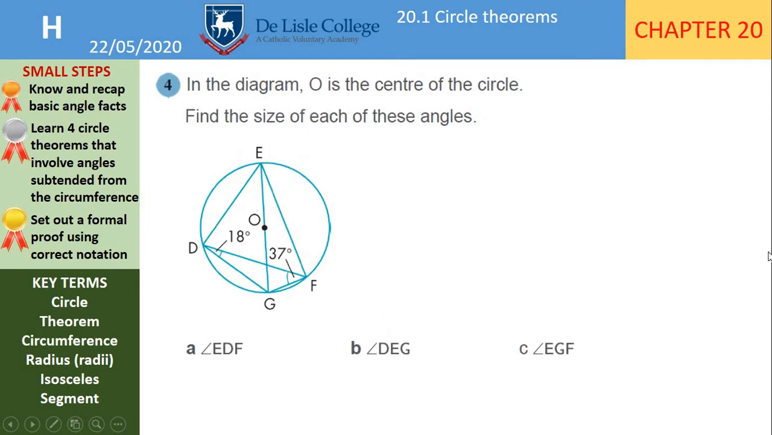Okay, question 4. Again, pause the video while you do this one. Okay, question A, EDF, this angle here. Now we can see that we've got a right angle, so subtract 18 from it to get 72 degrees. Angle DEG, well, that is in the same segment as DFG, so is 37 degrees. And then EGF, this angle here, is going to be 72 degrees because it's in the same segment as EDF. So it's the same.